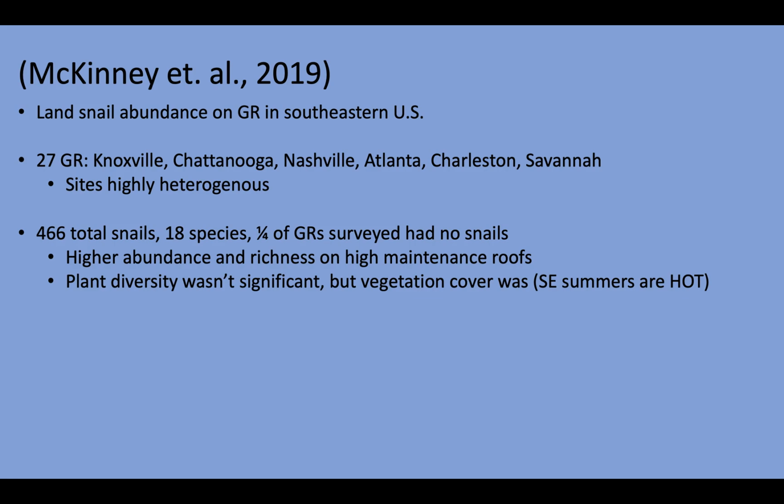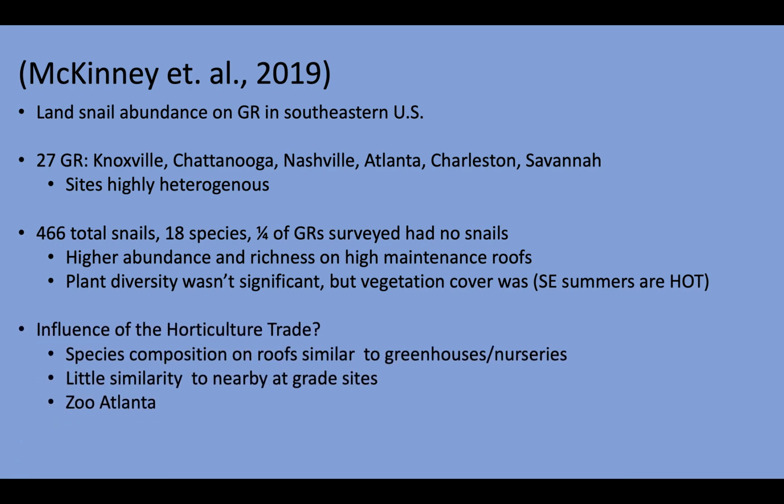They found that higher abundance and richness were on high maintenance green roofs, so the ones that were weeded and watered, and that plant diversity wasn't significant, but vegetation cover was. And I think it's important to take away from this that this may just allow those snails to survive in the hot summers of the southeast. That irrigation, that vegetation cover gives them shelter, gives them just a way to exist.